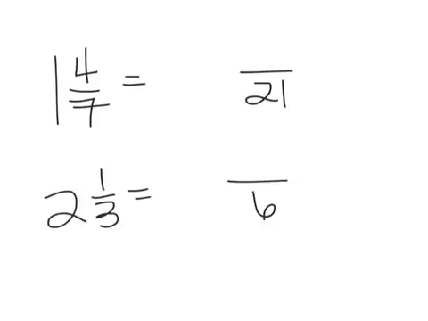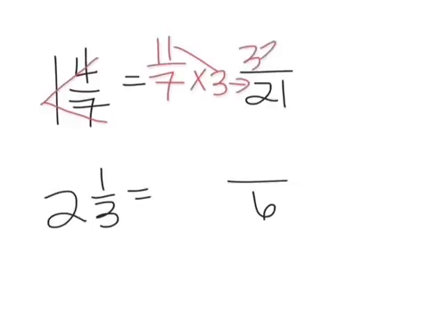Okay, so when I have a mixed number, I don't want a mixed number to find an equivalent fraction. So what I need to do is the whoop whoop trick. 7 times 1 is 7, plus 4 gives me 11. So I would have 11/7. Now I can use the multiplication rule to find my equivalent fraction. So 7 times 3 gives me 21, and 3 times 11 gives me 33.